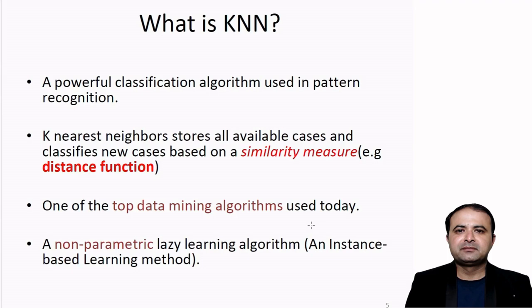Now what is KNN? It is a very powerful classification algorithm used in pattern recognition. K nearest neighbor stores all available cases and classifies new cases based on a similarity measure. So it works on similarity. But how will it calculate the similarity? Based on distance functions.